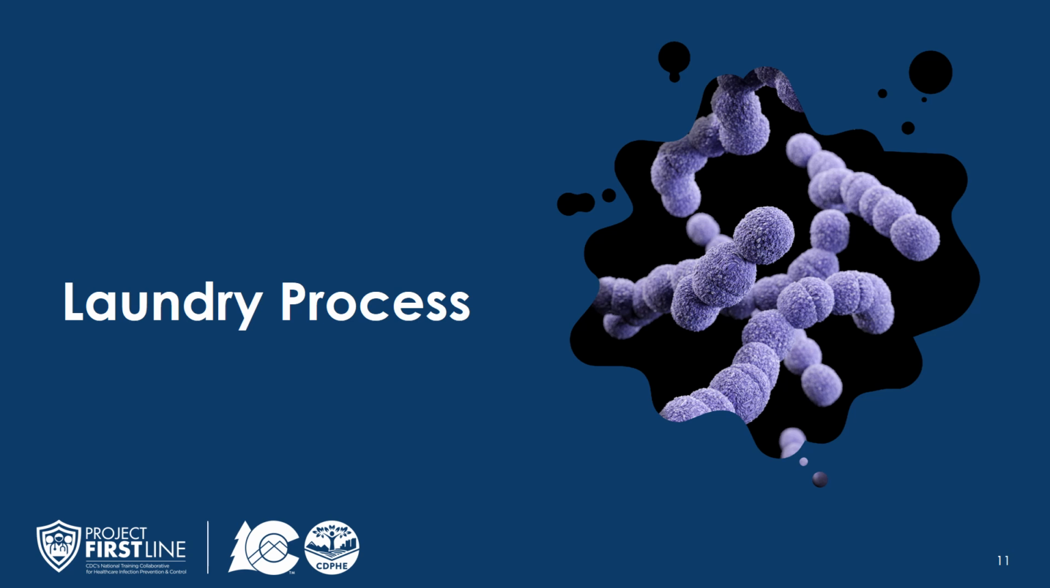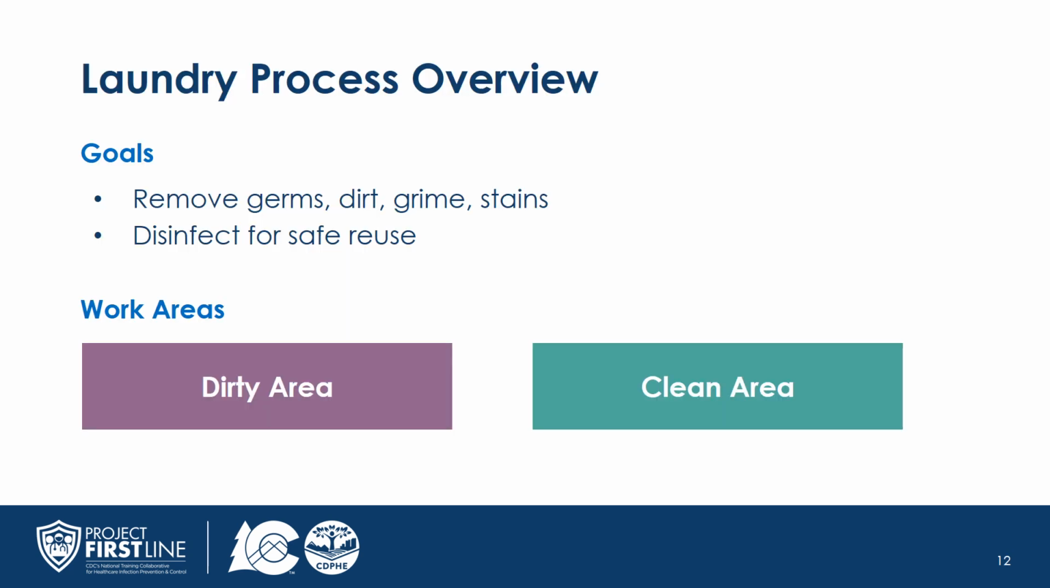We will now discuss the laundry process and its role in infection control. The laundry process has two main goals. The first goal is to remove germs, dirt, grime, and stains from the linen and laundry. The second goal is to ensure that the linen and laundry are disinfected and ready for reuse.